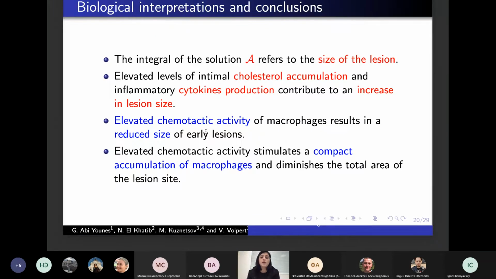Moreover, we noticed that when we increase the chemotactic activity, when R increases, the area decreases. So this system suggests that an elevated chemotactic activity stimulates a compact accumulation of macrophages. Due to the chemotaxis, macrophages accumulate or form layers in a compact way, and this diminishes the total area or size of the lesion.